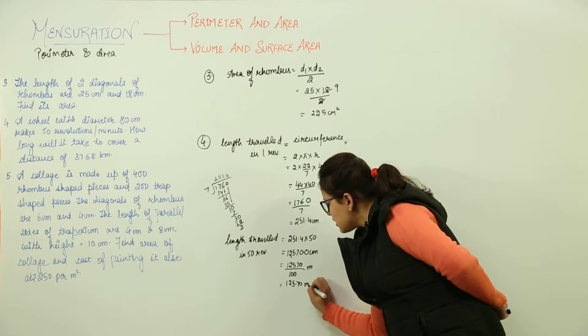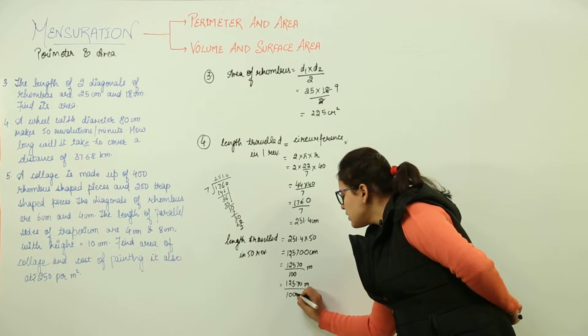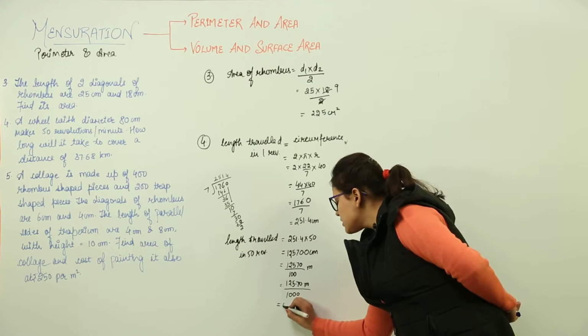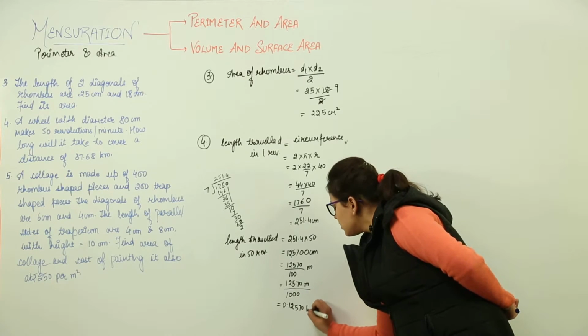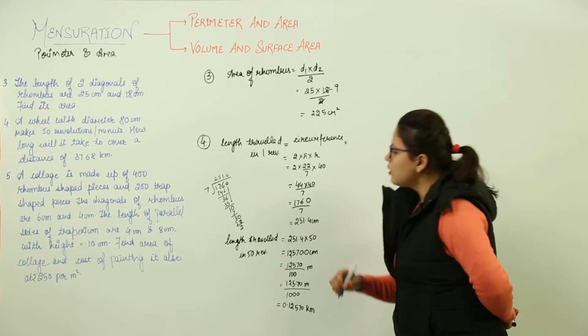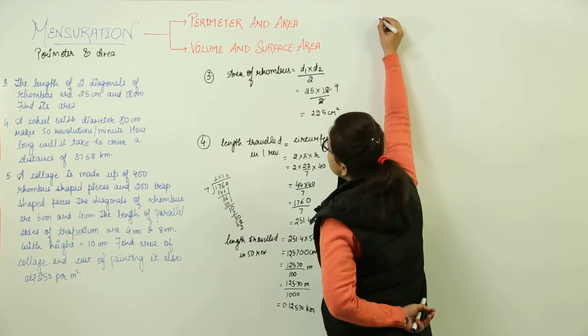125.70 meters. Now I am going to convert it into kilometers. So I will divide it by 1000. So this becomes 0.12570 kilometers. Now all we have to do is just divide them and get the answer. So we will get the time taken.